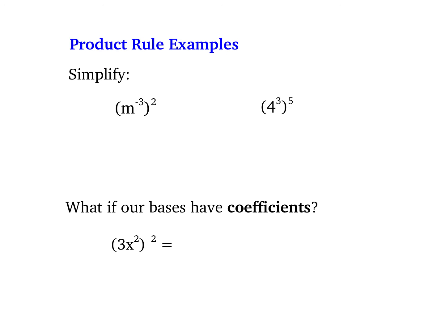First off, we have these two where we have a term with an exponent all being raised to an exponent. So what the power rule tells me is to keep the base and multiply the exponents. So m to the negative 3rd all squared would equal m to the negative 6th. We'll talk about negative exponents more in this unit, but for now, we'll stop there. 4 to the 3rd all to the 5th power would be equivalent to 4 to the 3 times 5. So that would mean 4 to the 15th power.